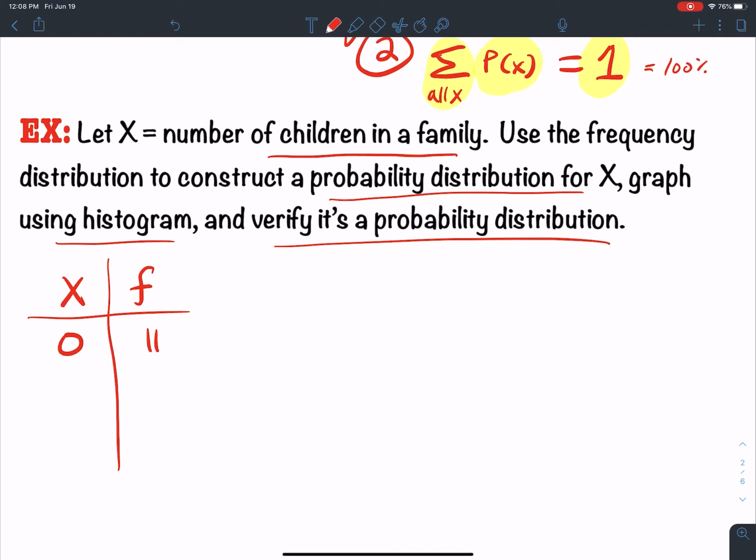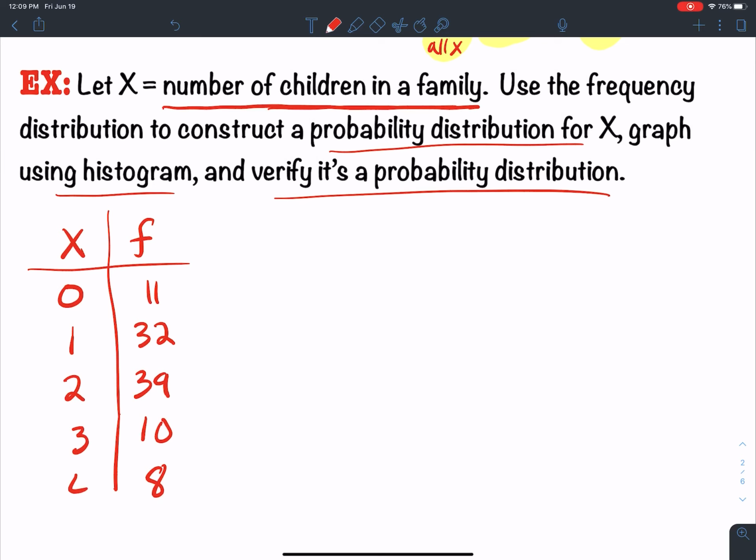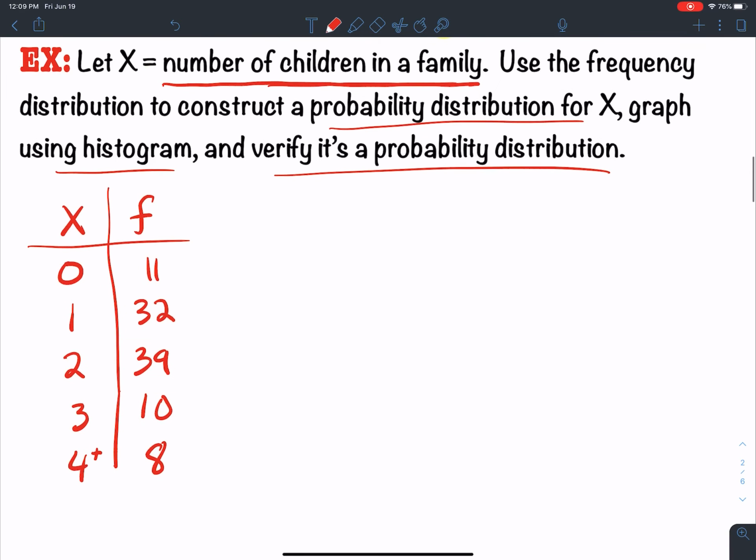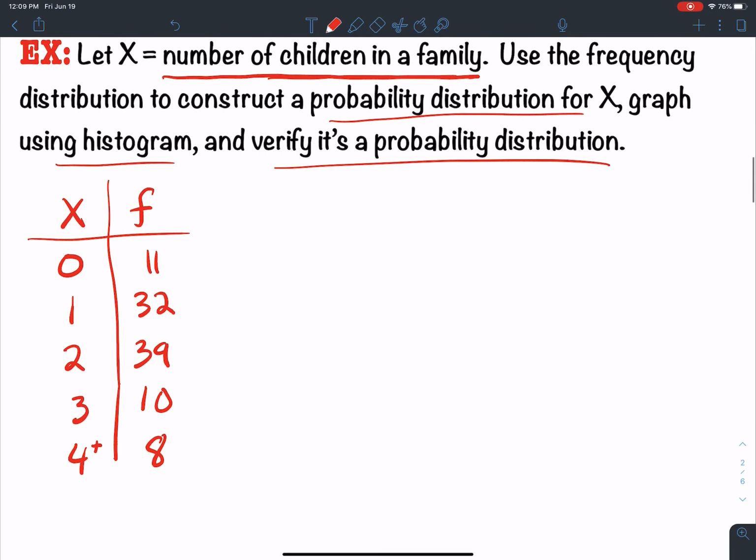11 people have no kids at all. X is the number of children in the family, right? 32 people have 1 kid. 39 people have 2 kids. 10 people have 3 kids. And then 8 people have 4 or more kids. I say 4 plus. For our purposes for this problem, we're just going to say that 4 plus is equal to 4. Technically it's not, but so we can work this problem, we're going to count 4 or more as an x value of 4.